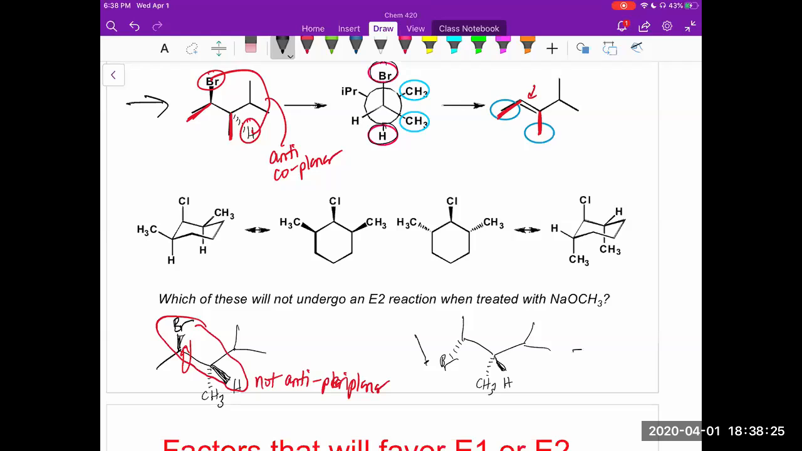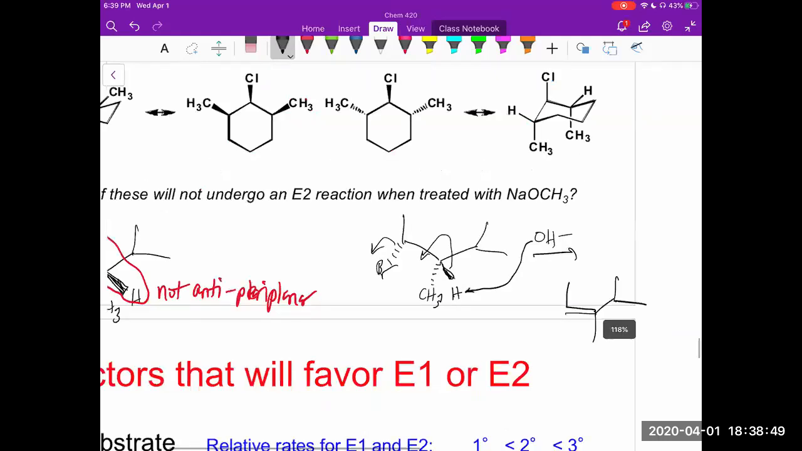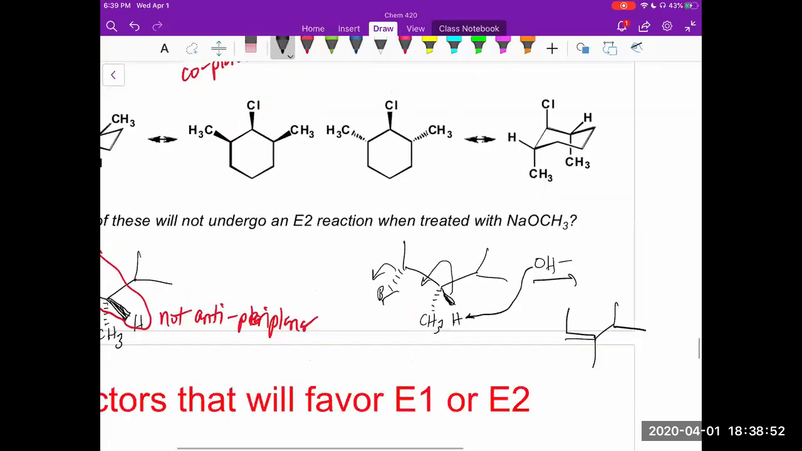Now they're anti-coplanar. And when I hit it with a base, the base attacks the H, electrons come down, kick out the bromine, and my molecule will be a little different. Methyl up, double bond, methyl down, isopropyl. So now my methyls are on opposite sides because I had to rotate one around to get it anti-periplanar.